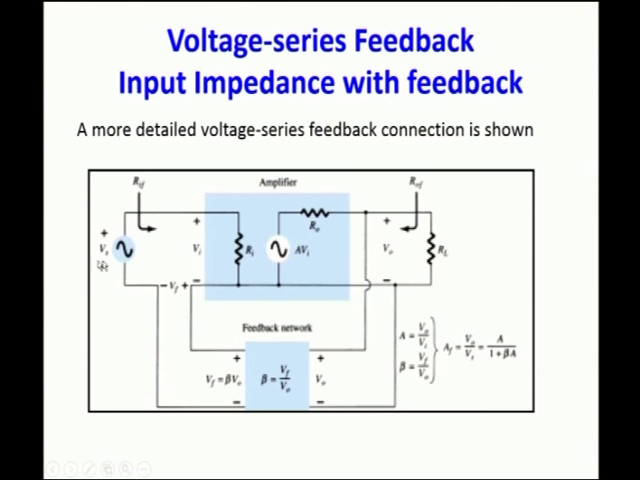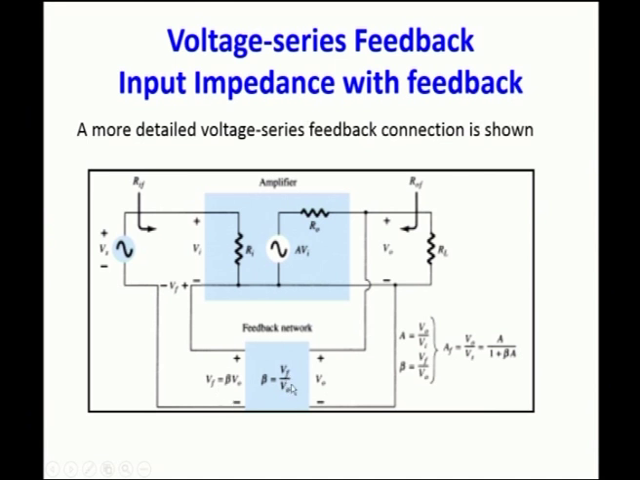If you see the circuit, this is the input source Vs, and Vi is the actual input given to the amplifier without feedback. Vi is the difference between this input signal and the feedback signal, and V naught is taken across this resistance RL. And what is the gain of the feedback network? It is beta equal to Vf by V naught. Vf is the output of the feedback network, and V naught is the input of the feedback network. Always, gain is the ratio of output by input, so Vf by V naught.